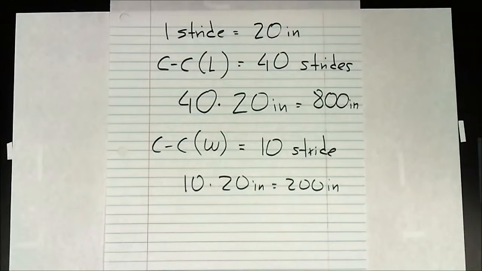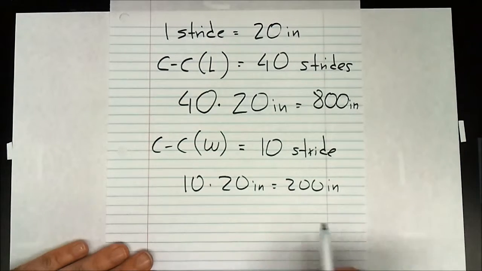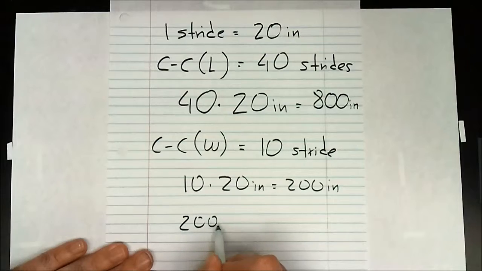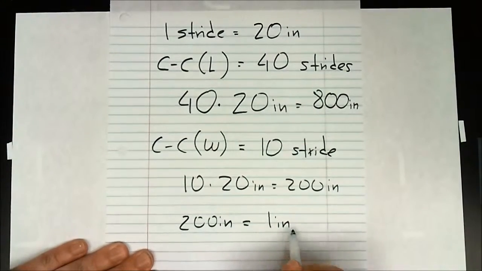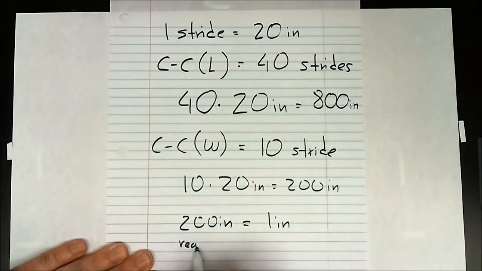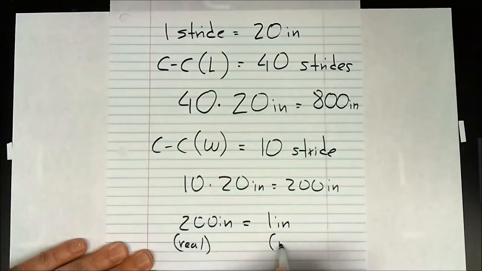And when I measured my actual measurement of C, it was about 200 inches, which again I think is kind of low. So for me, one scale that could work is 200 inches in real life is 1 inch on the map. So real life, map.